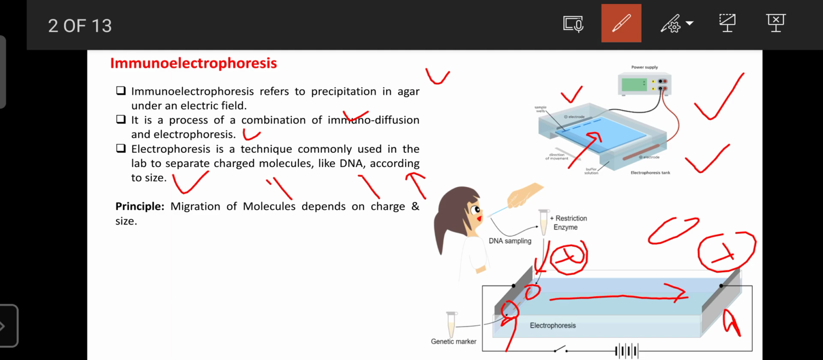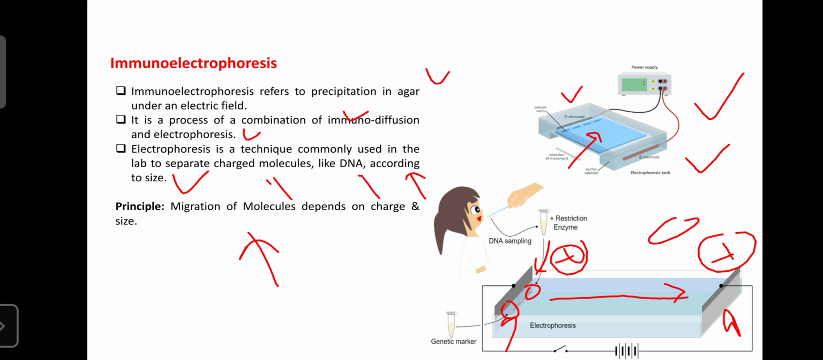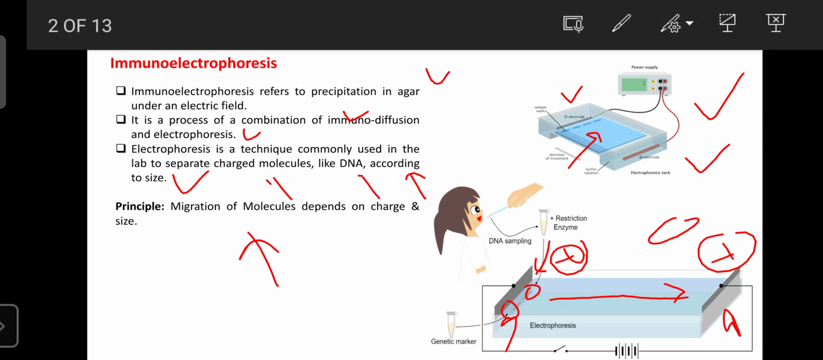That technique is known as immunoelectrophoresis. The principle of immunoelectrophoresis is that the migration of molecules depends on charge or size. So the molecules migrate, moving on the basis of charge as well as on the basis of size. This is the principle of immunoelectrophoresis. This is a typical instrument.